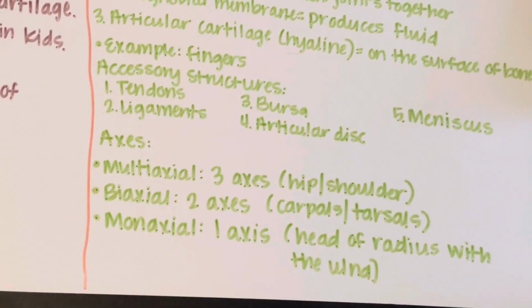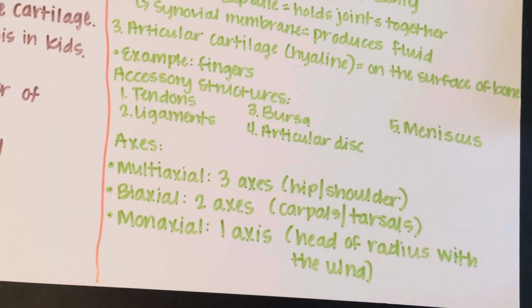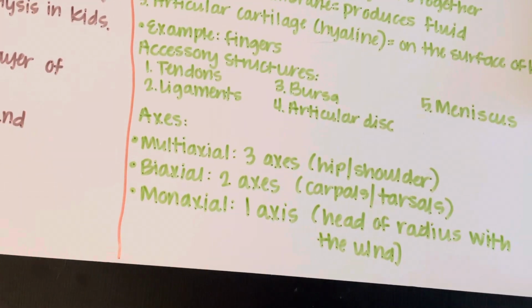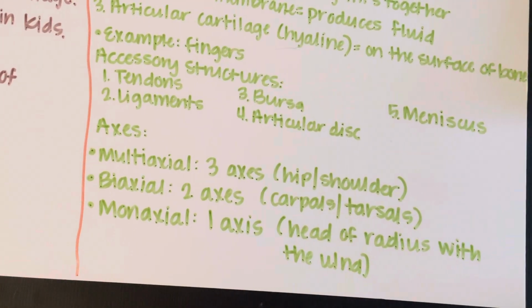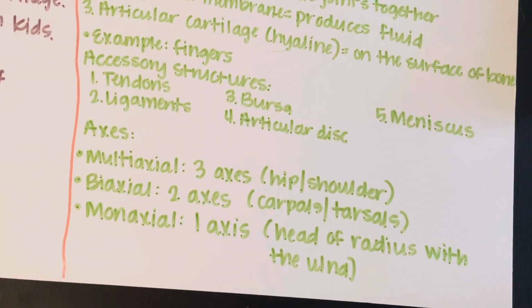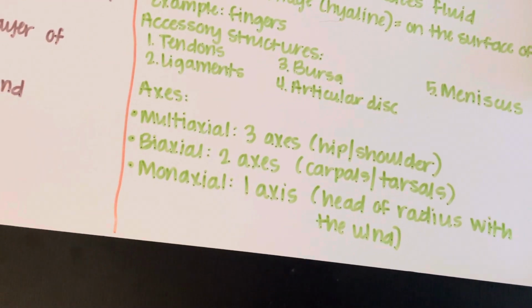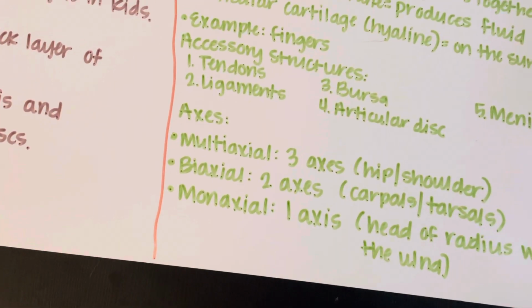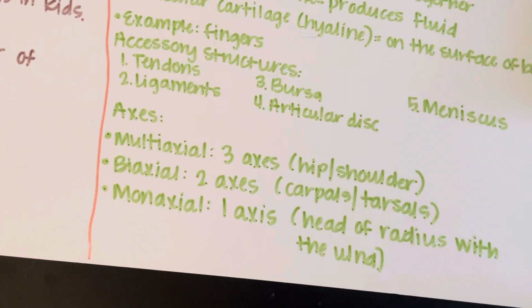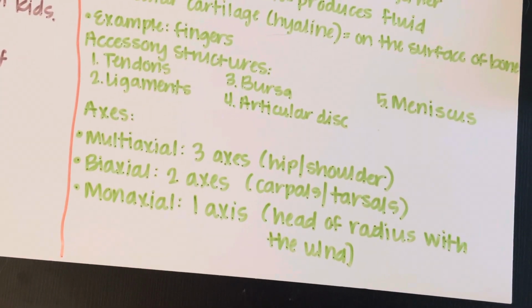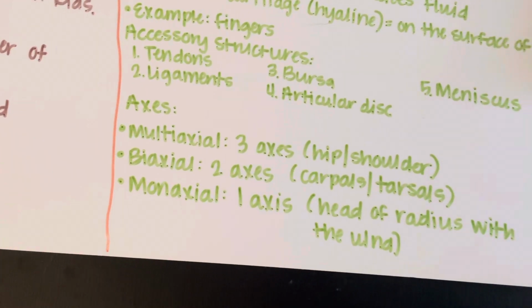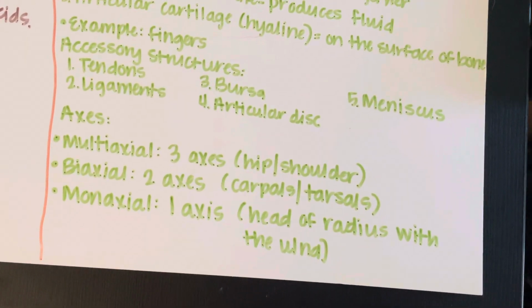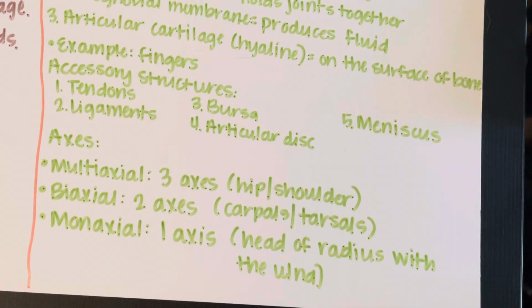There are 3 axes or planes when talking about synovial joints. The first is multi-axial, which is 3 planes or axes. An example is the hip and the shoulder. Biaxial is 2 axes or planes. Example is the carpals and tarsals. And then monaxial is 1 axis. An example is the head of the radius with the ulna.